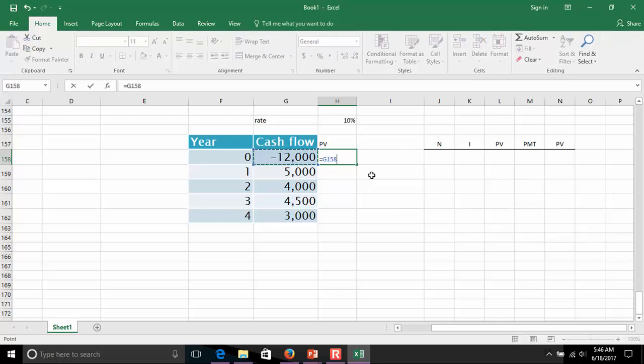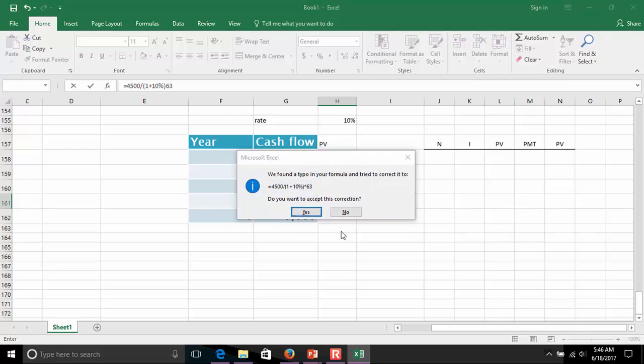Now the present value of the cash flow at time 0 is just the cash flow. For all the cash flows after that, I'm going to take the cash flow and divide by 1 plus the interest rate, in this case 10%, raised to the power of when that cash flow occurs. So the present value of the first one is 5,000 divided by 1 plus 10% to the first power, because I get it 1 year from now. The next one is 4,000 divided by 1 plus 10% to the second power.